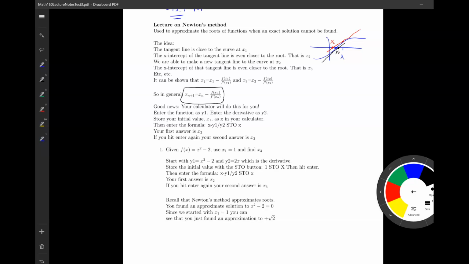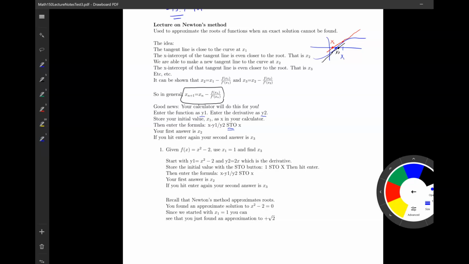So the great news is that your calculator will do this for you. Under y1, you'll want to enter the function, and under y2, you'll want to enter the derivative. So you're going to have to find the store button. The store button is right above your on button. And let's go and do an example so I can lead you through it.